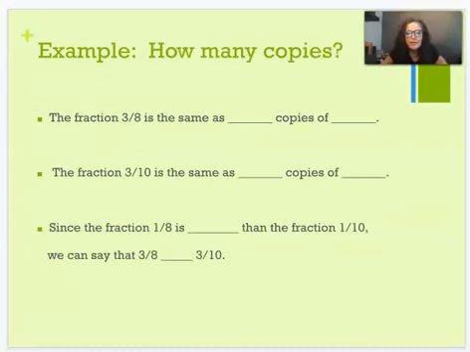So the fraction 3/8 is the same as 3 copies of 1/8. The fraction 3/10 is the same as 3 copies of 1/10. Now, you may or may not be able to compare those unit fractions. These fractions had a common numerator, so we're comparing the denominators. Since the fraction 1/8 is greater than the fraction 1/10, we can say that 3/8 is greater than 3/10. So the size of the pieces are what's different here. They both ate 3 pieces, but the pieces weren't the same size. The ones that were 3/8 were larger than 3/10.